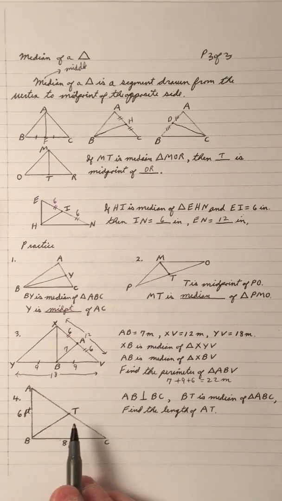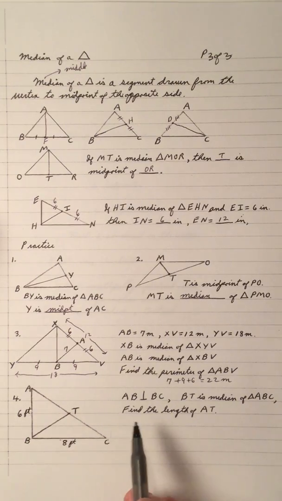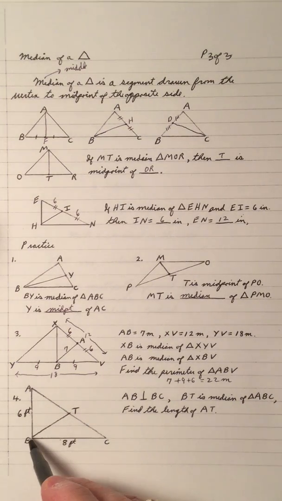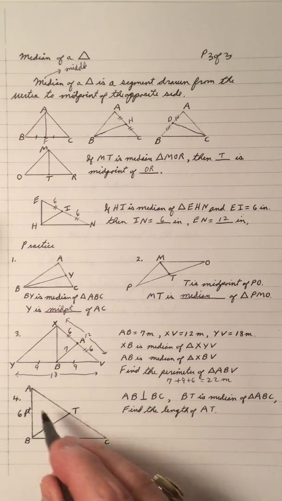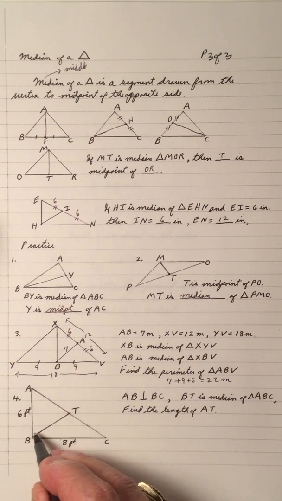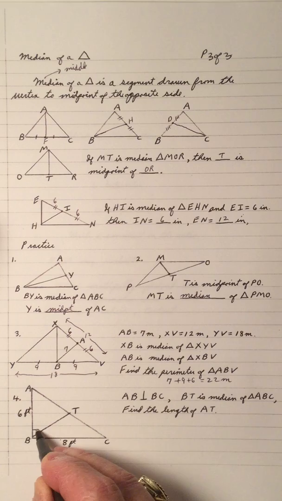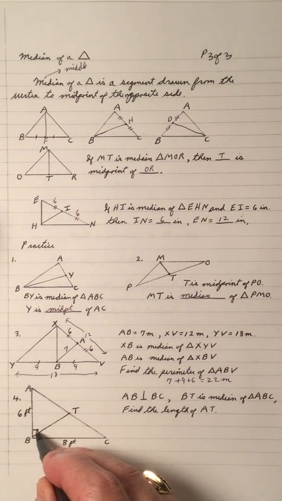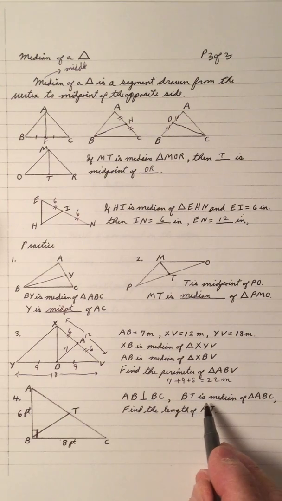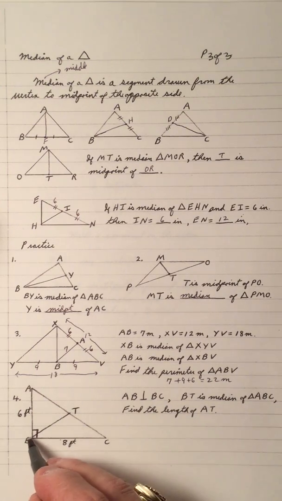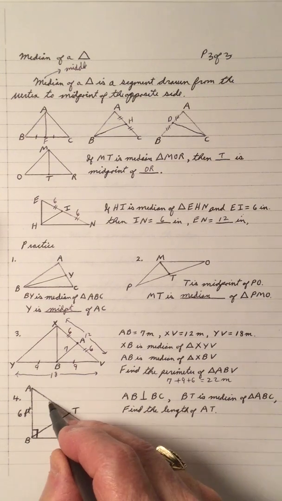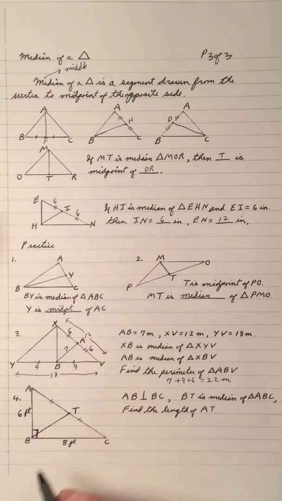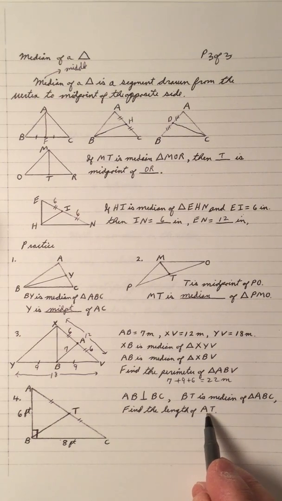Now, number 4, left number 4 for left. It's a good one. We have a triangle ABC, and we have a segment leaving B and going to T. It says that AB is perpendicular to BC. So that perpendicular gives you a right angle right there. So we have a right triangle. Okay, keep that in mind. BT is the median of ABC. This is a median leaving the vertex and going to the midpoint of the opposite side. That means that that segment is equal to that segment. TA is equal to TC. Find the length of AC.